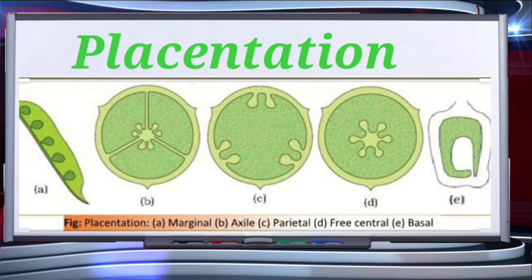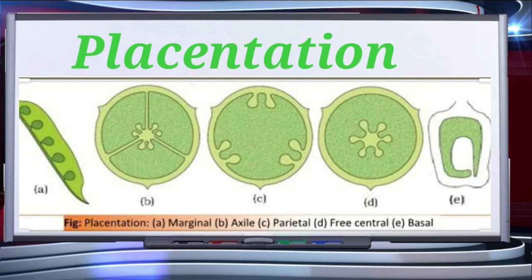When the placenta is axile and the ovules are attached to it in a multilocular ovary, the placentation is said to be axile, as in China rose, tomato, and lemon. In parietal placentation, the ovules develop on the inner wall of the ovary, on the periphery of the ovary. Ovary is one-chambered, but it becomes two-chambered due to the formation of false septa. Mustard is the best known example for it.